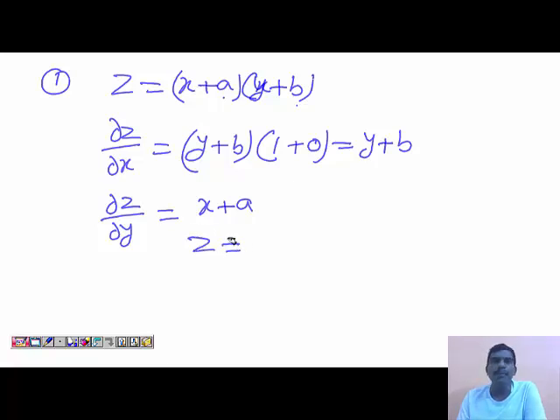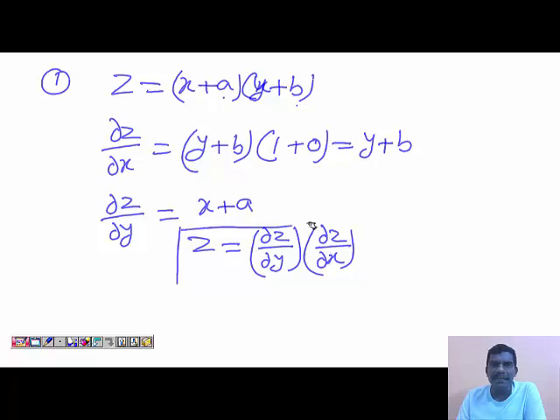z is equal to, instead of a, I will substitute for x plus a. That is, x plus a is nothing but dou z by dou y, and y plus b is nothing but dou z by dou x. This is our partial differential equation after elimination of the arbitrary constants.